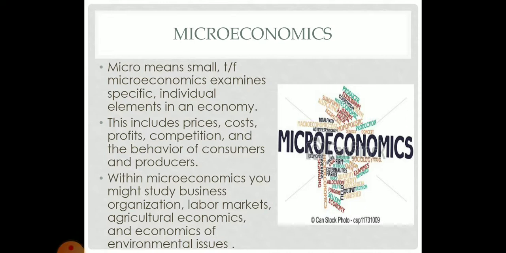Let's talk about microeconomics. When I talk about microeconomics, this means I'm talking about something small. Microeconomics examines specific individual elements in an economy. This includes prices, costs, profits, competition, and even the behavior of consumers and producers. Within microeconomics, you might study business organization, labor markets, agricultural economics, and the economics of environmental issues. So when you talk about microeconomics, I'm talking about small entities: people, individuals, firms, prices, costs, profits, competition, and the behavior of consumers and producers.